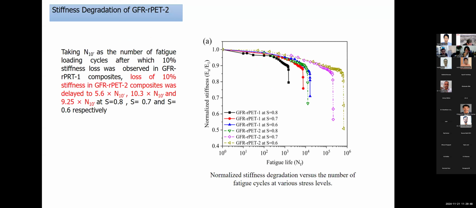And then here we are comparing two sets of materials. RPET1 is without graphene, RPET2 is with graphene. And we find here again a stiffness degradation curve.